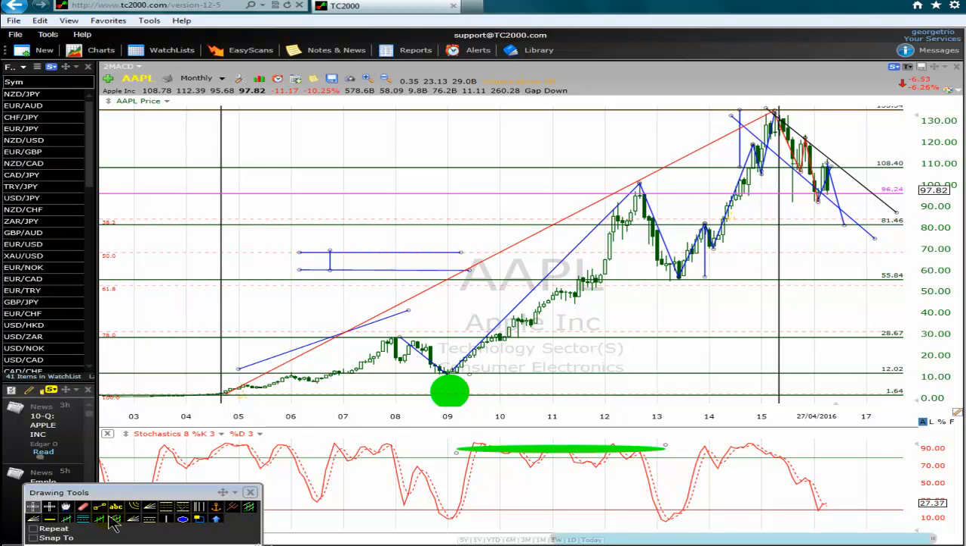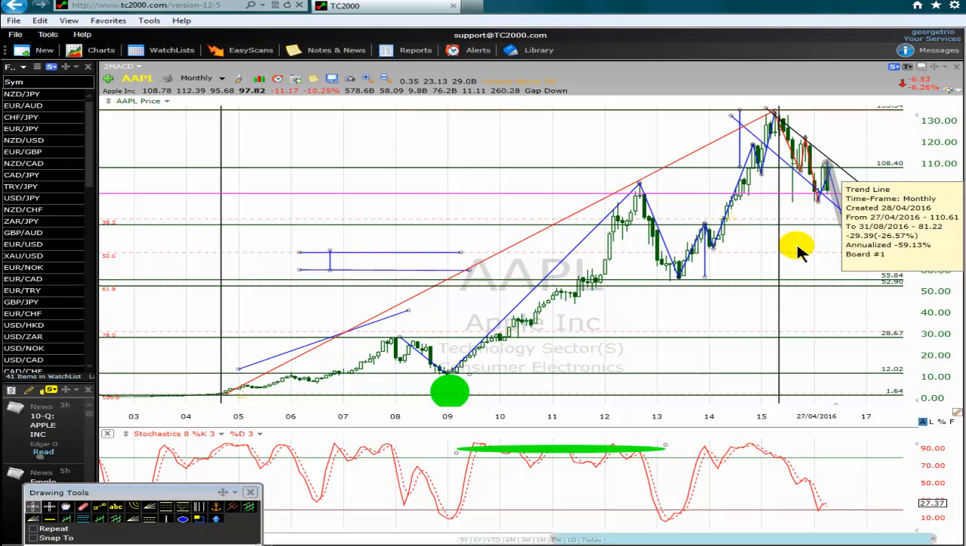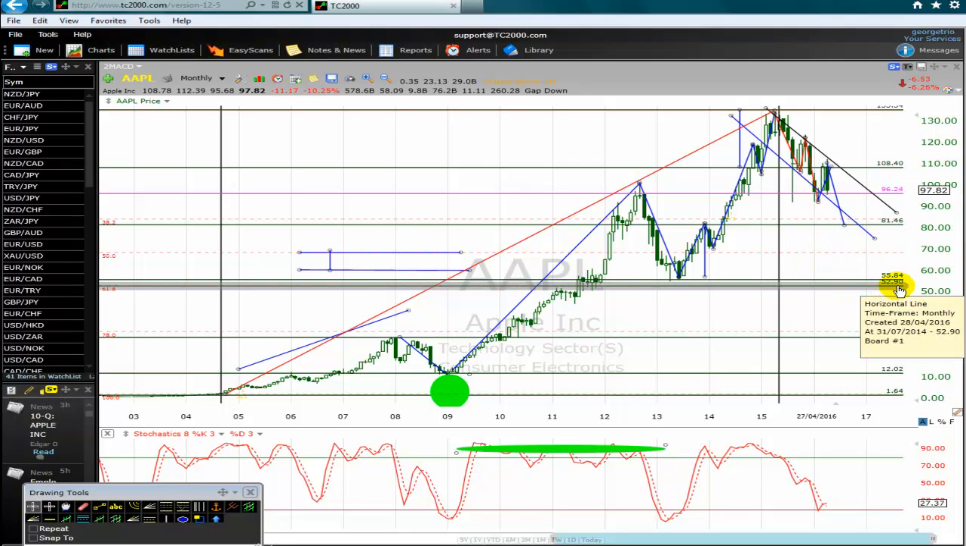Which level? Here it is. I want to give you that exact level: 5290. In that zone, between 52 and 55, that's the 61.8% Fibonacci retracement level. So this correction that's begun can, I repeat, can bring the price all the way to 52.90. That remains to be seen.